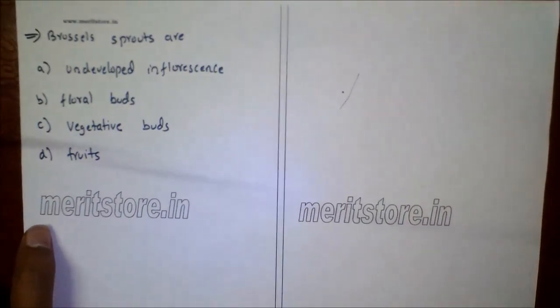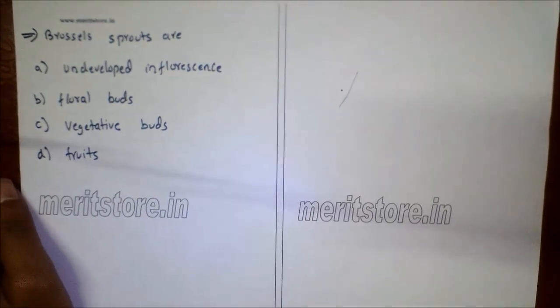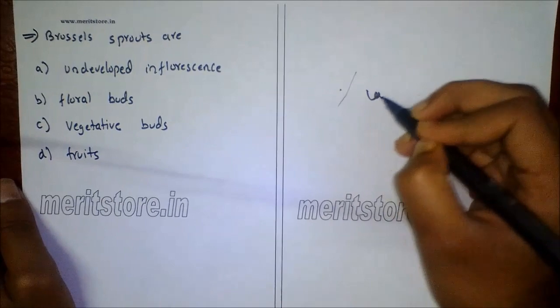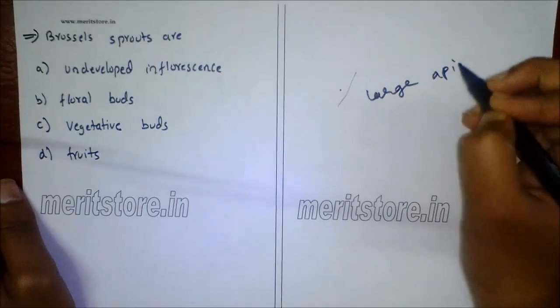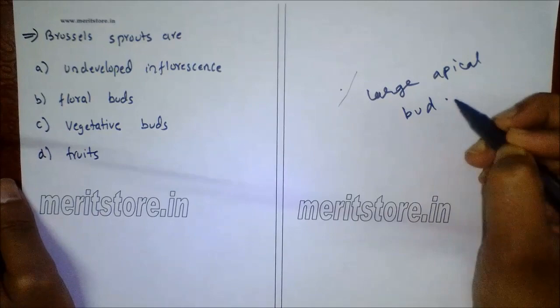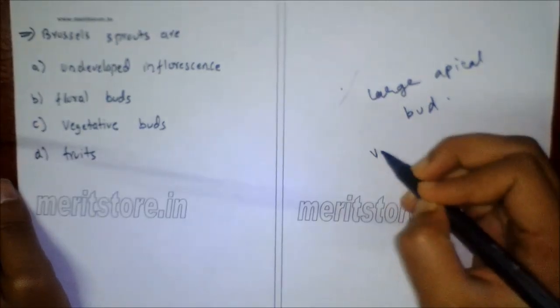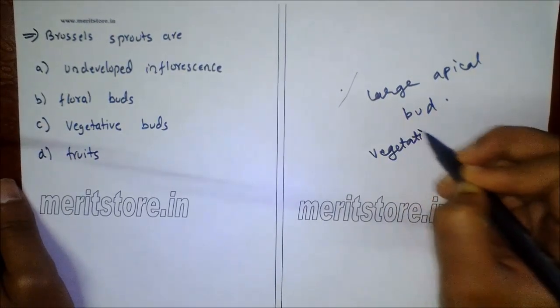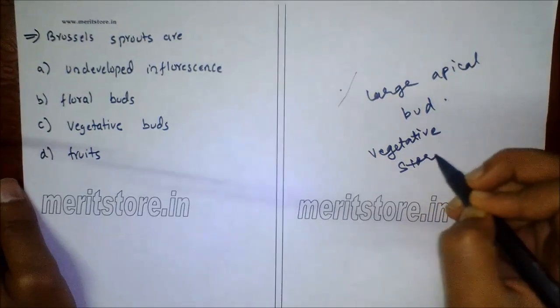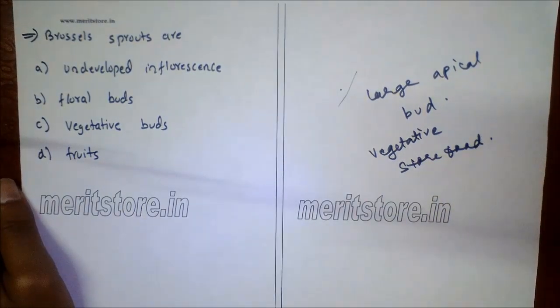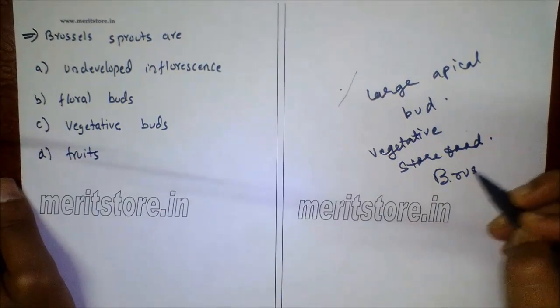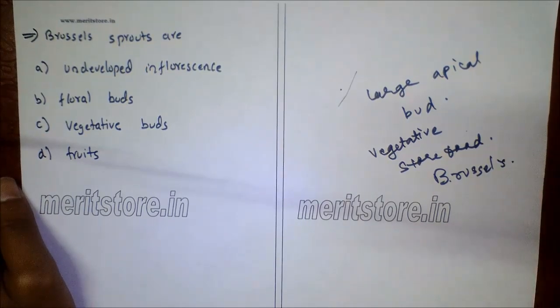Brussels sprouts are: A. undeveloped inflorescence, B. floral buds, C. vegetative buds, D. fruits. So the cabbage represents the large apical bud. It is a vegetative bud and stores food. The vegetative buds are also quite large in Brussels sprout or lettuce head. So option C is the correct answer.